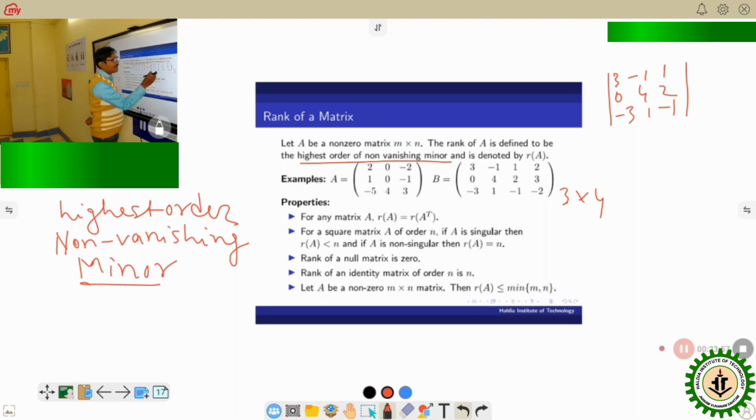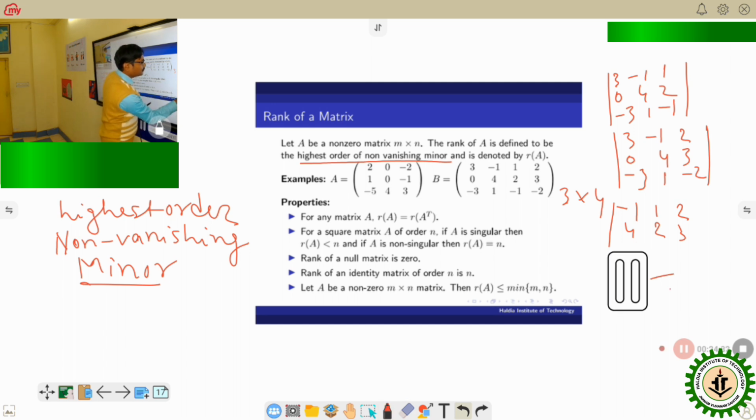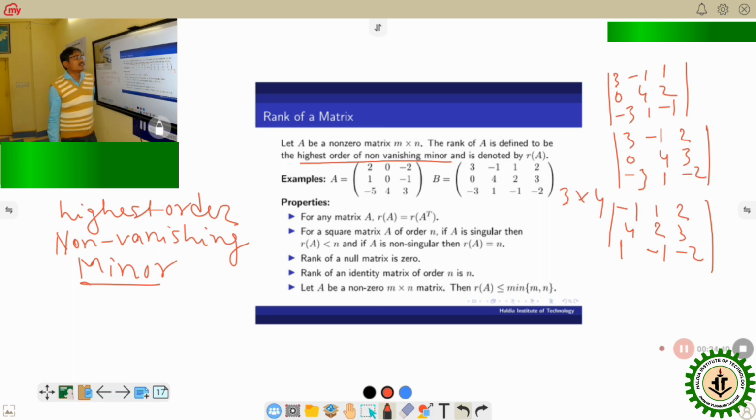So you can construct other third-order minors. Another one is like this: 3 0 minus 3, minus 1 4 1, 2 3 minus 2. This is another third-order minor. Again, minus 1 1 2, 4 2 3, 1 minus 1 minus 2. This is another third-order minor. Similarly, 3 0 minus 3, 1 2 minus 1, 2 3 minus 2. This is again a third-order minor. So you have to find all these third-order minors.